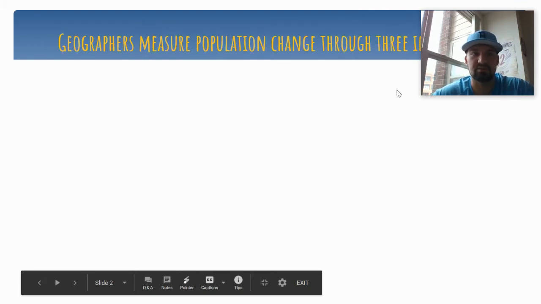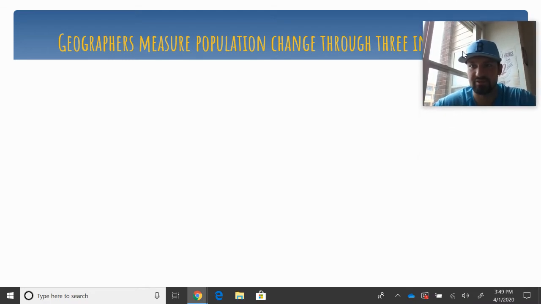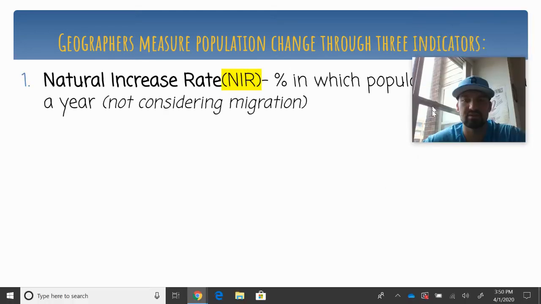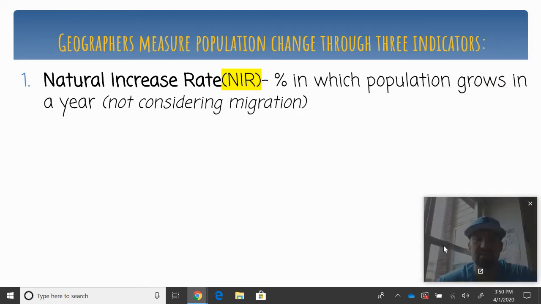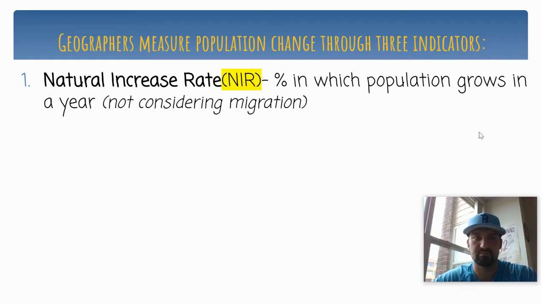So, geographers measure population change through three indicators. What are those three indicators? The first one is the natural increase rate. The natural increase rate is the percent by which a population grows over the course of a year. This isn't considering migration, it's just the population in that country.